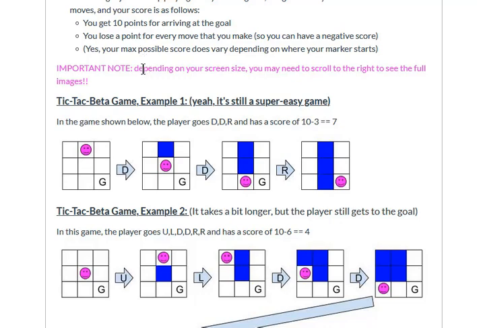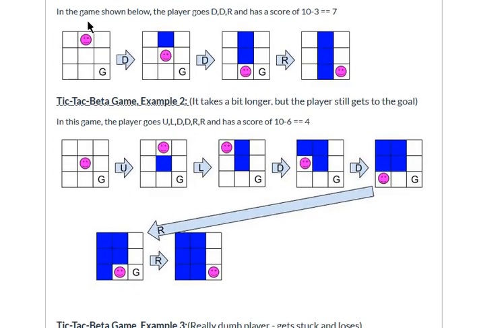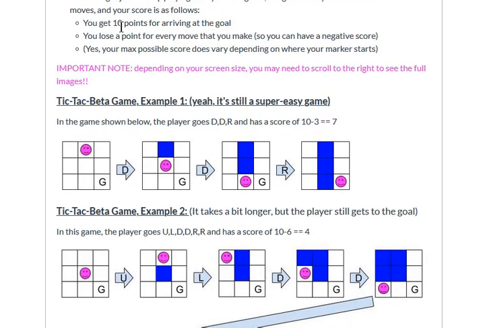Okay, so an important note: depending on your screen size, you may need to scroll right. Fine. So here's an example. I go down and right, and I win. And the score is 10 for getting to the goal, minus 1, 2, 3 moves. So that's how it works, okay, that makes sense.